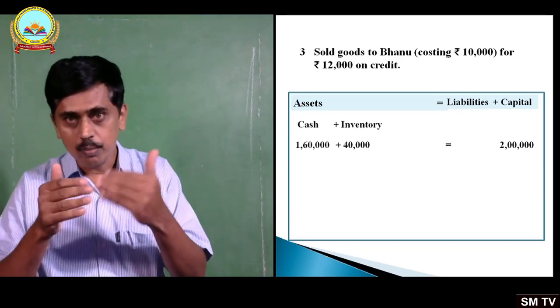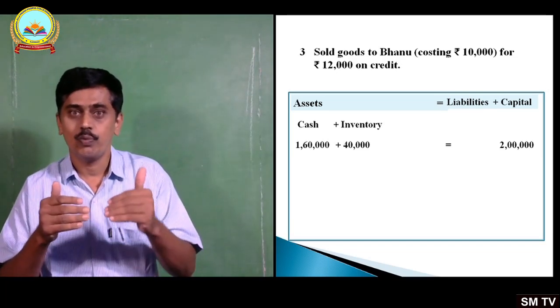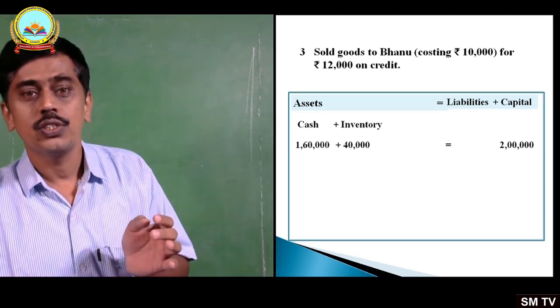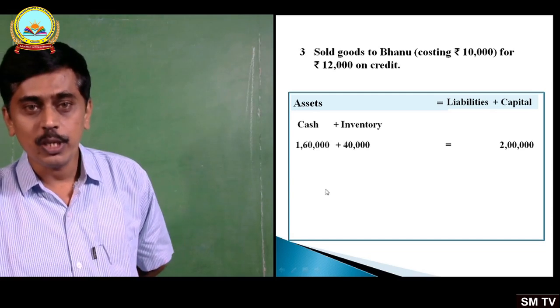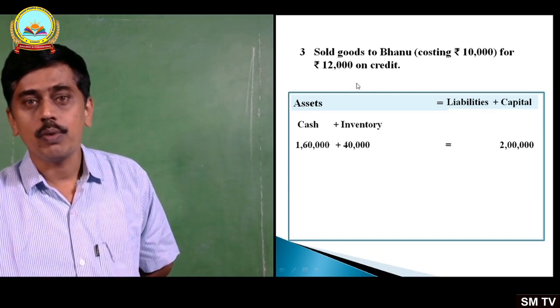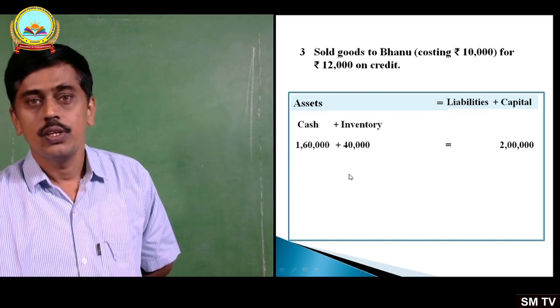If it is settled immediately, it is called a cash transaction. When the value will be settled in future, it is called a credit transaction. So now let's see the effect. What happens? Sold goods to Banu for rupees 12,000 on credit.